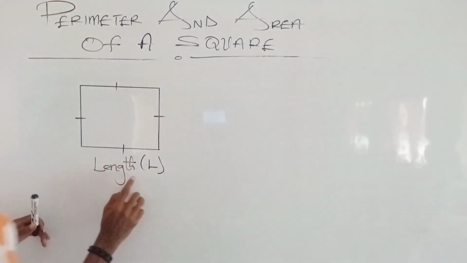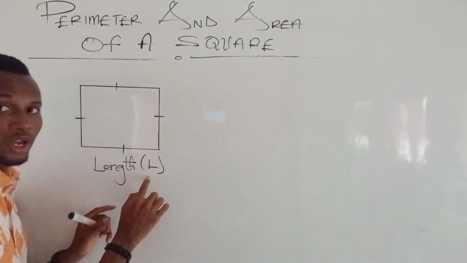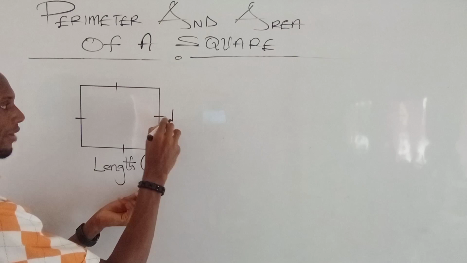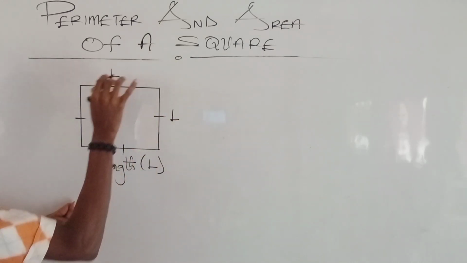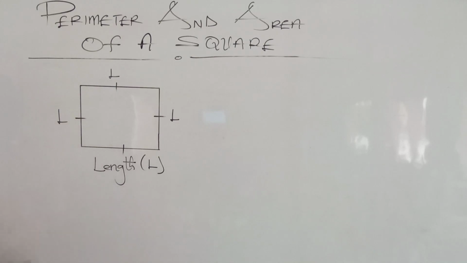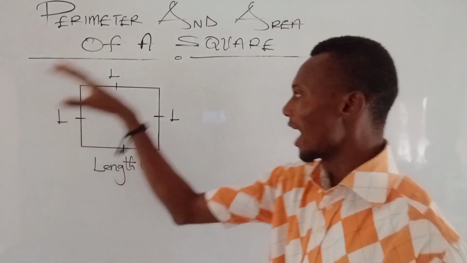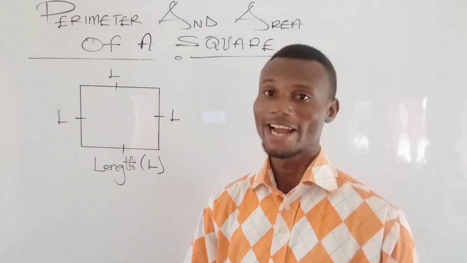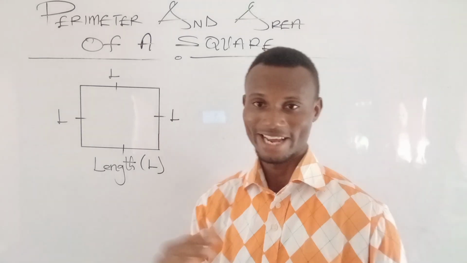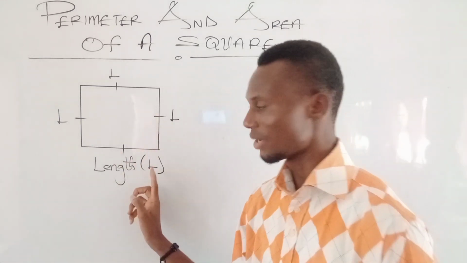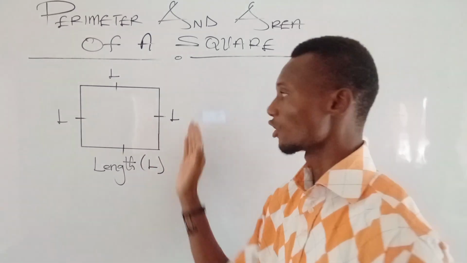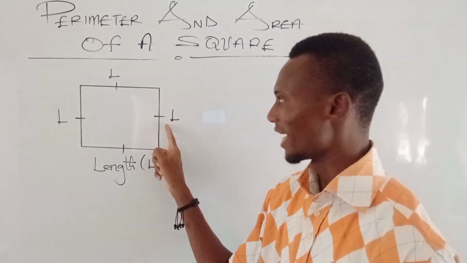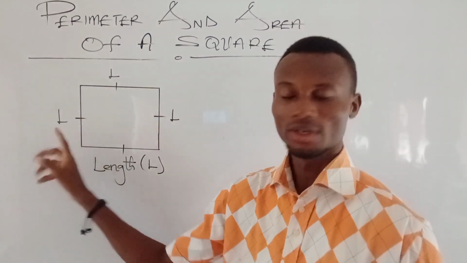So having this side to be length in bracket L, the L represents the length. It means that this side will also carry L, and this side will also have L, and the same applies to this side also. So all the sides will have L, because a square is a plane figure which has all sides equal. Please hope you are getting the explanation. So having one side to be length, which is L, it means all the other sides will also carry the same thing. So if here is L, here will also be L, here will also be L, and here as well it will be L.